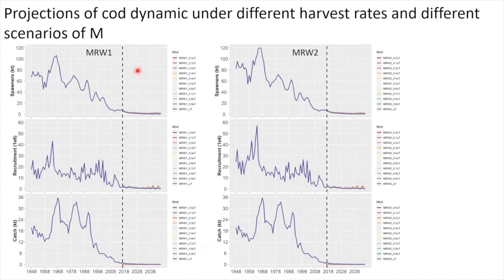Now here, there is a comparison of models where time-varying natural mortality was estimated using random walks. Here, the black line separates the historical prediction from the projections. And none of these models allow the recovery of the spawning biomass in the long term. Also, you can see here that the recruitment levels are very low in both models, and there is almost no catch predicted for the future. It can be explained by the larger M values predicted to project the future cod population dynamic under these random walk scenarios.